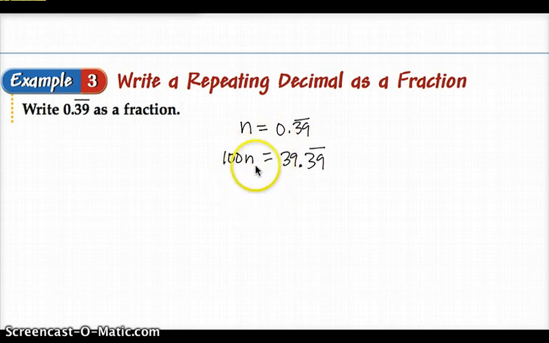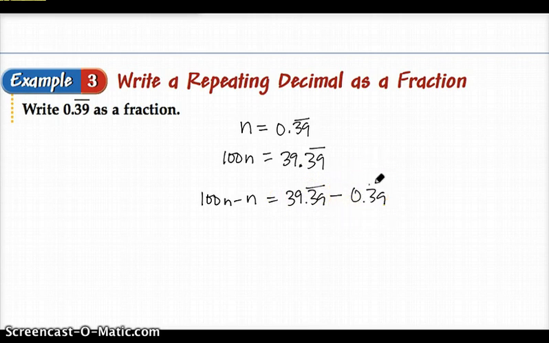At this point, since this is equal to this and this is equal to this, we're going to subtract n from 100n. On the left side, that's 100n minus n. And on the right side, since 100n is 39.39 repeating, I'm going to subtract from that 0.39 repeating, which is n. You guys follow me? This is equal and true.